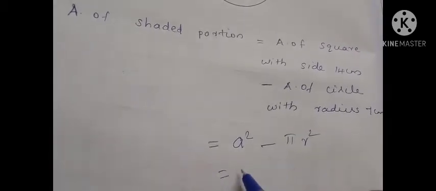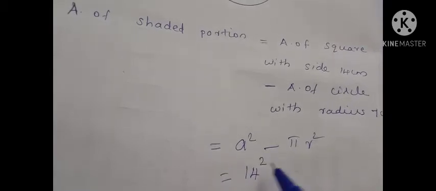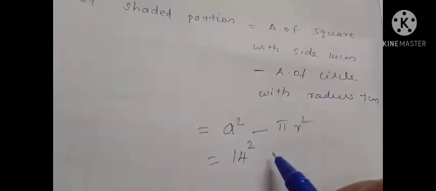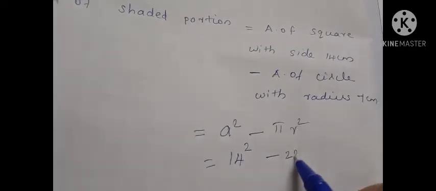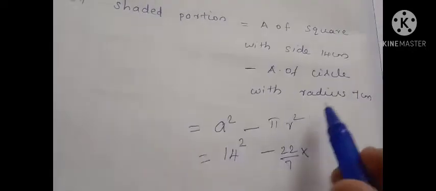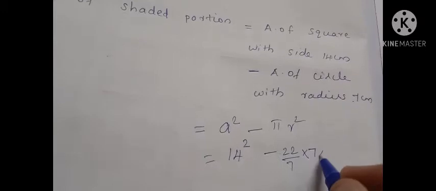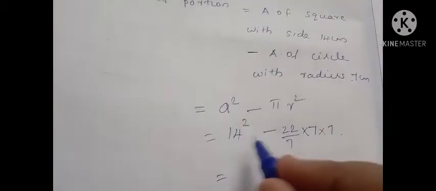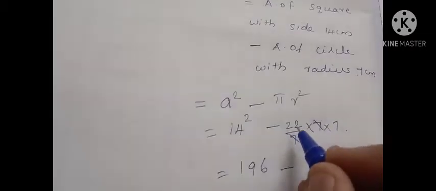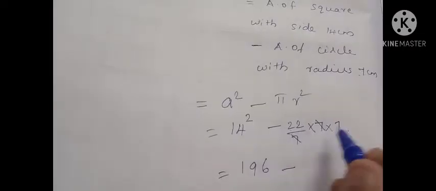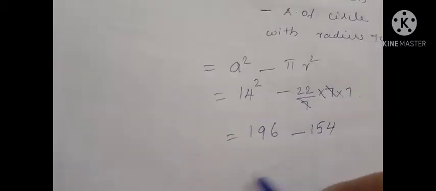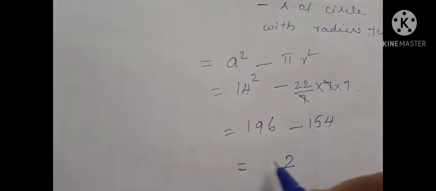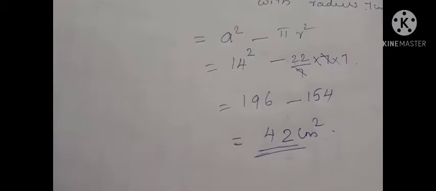Then we can substitute the values. Here the side of the square is 14, so a is 14. Then 14 square minus pi is 22 by 7 into r square, r is 7, so we can write r square as 7 into 7. Then 14 square is 196, minus this 7 and 7 we can cut. 22 into 7 is 154. So that is equal to 42. So the shaded region's area is equal to 42 centimeter square.